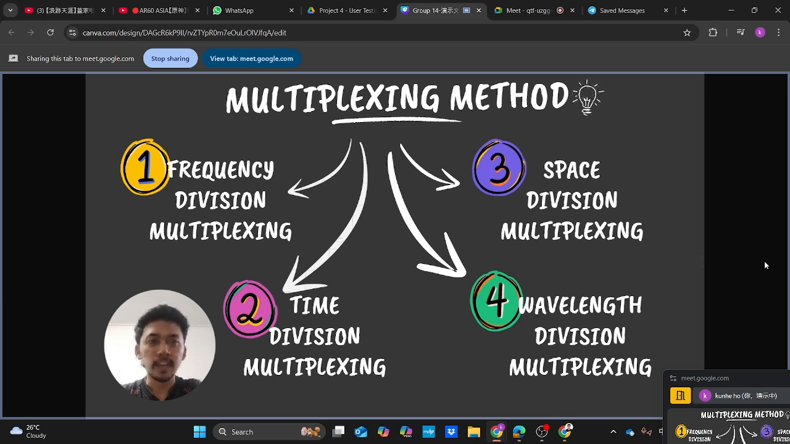As I said in previous slide, there are four types of multiplexing methods. First, frequency division multiplexing, FDM, where signals are separated using different frequency bands. Second, time division multiplexing, TDM, which assign unique time slot to each signal. Third, space division multiplexing, SDM, where physical paths like cables or antennas are used to separate signals. Fourth, wavelength division multiplexing, WDM, a fiber optic technology that differentiates signal based on their light wavelengths. We will explore more about each types in the next slides.